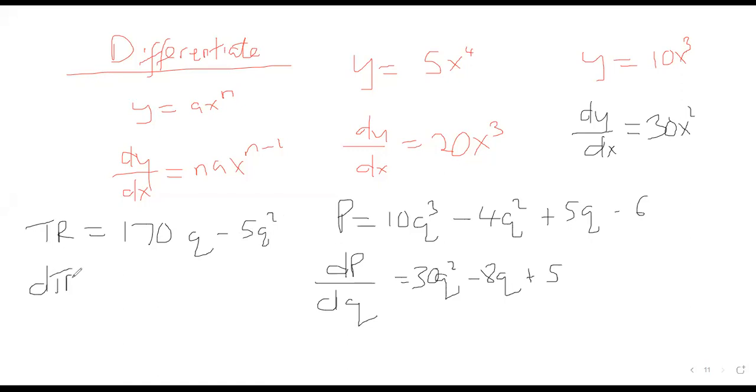Sorry, Mr. Collins. On this last equation here, dp over dq, can't it be simplified further? No, because there are no like terms there. You can't add anything. It just ends here.